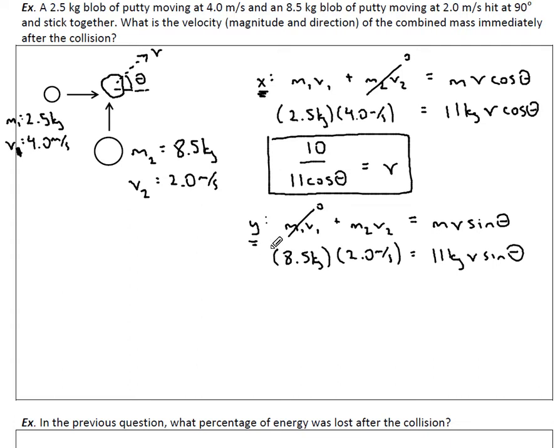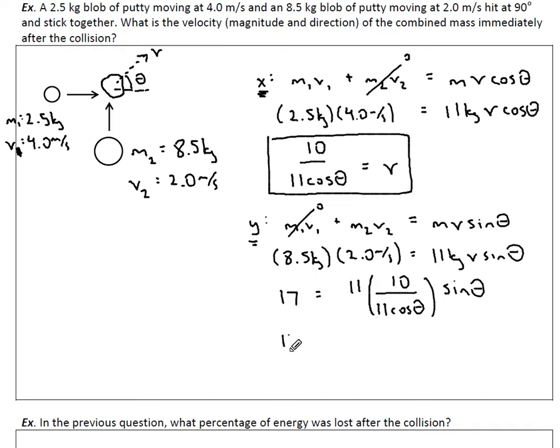Now it's just a matter of a little bit of algebra. So we're going to plug in that 10/11 cos theta where v is. So we have 8.5 times 2, that's just going to equal 17, equal to 11. And we're going to substitute that v with 10/11 cos theta. And there's still that sine theta. So you can see the 11s cancel out.